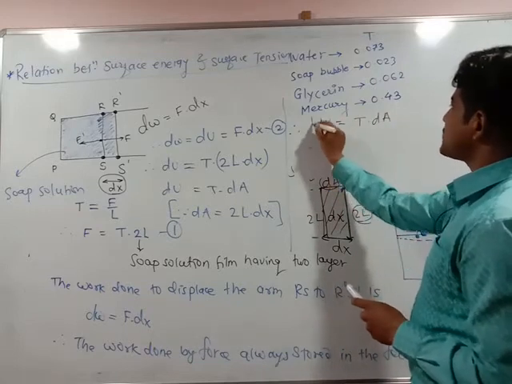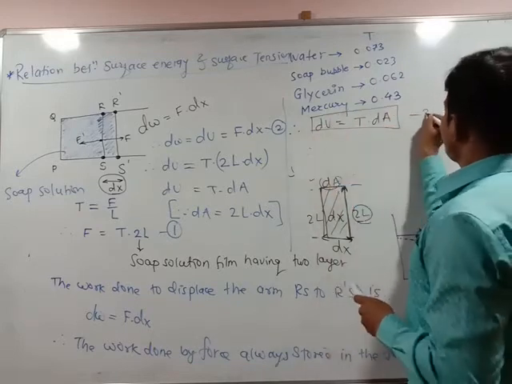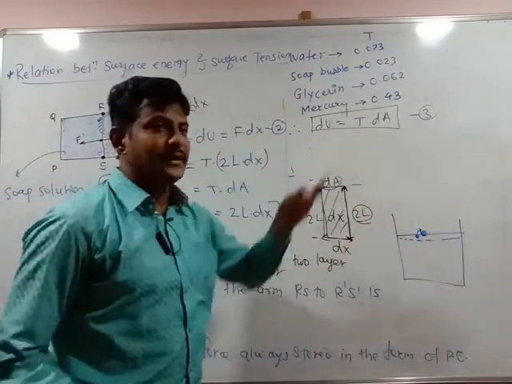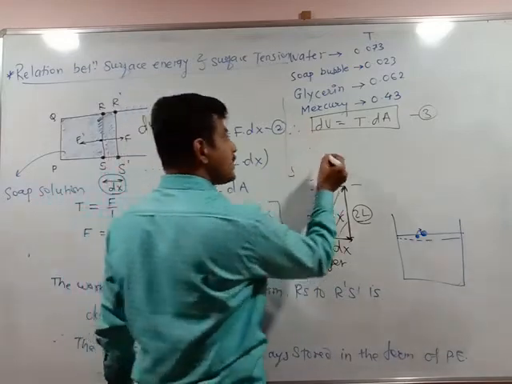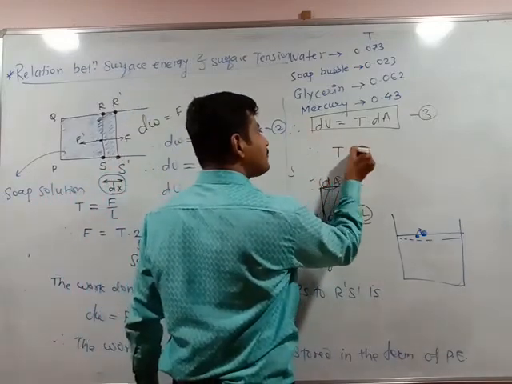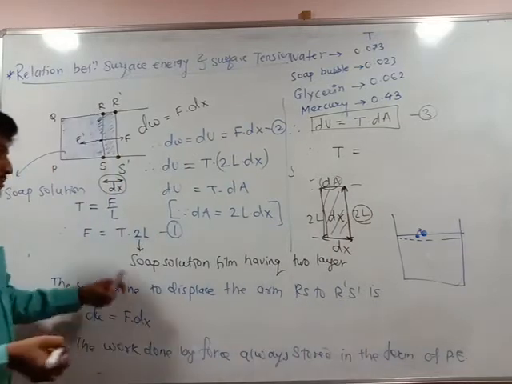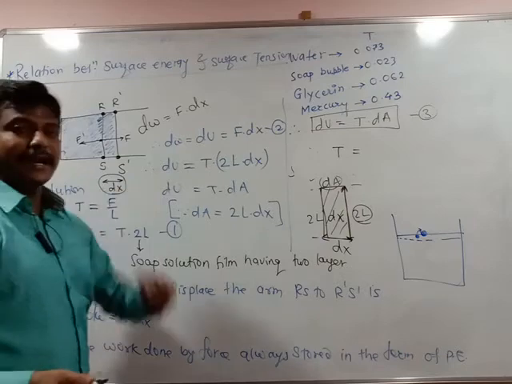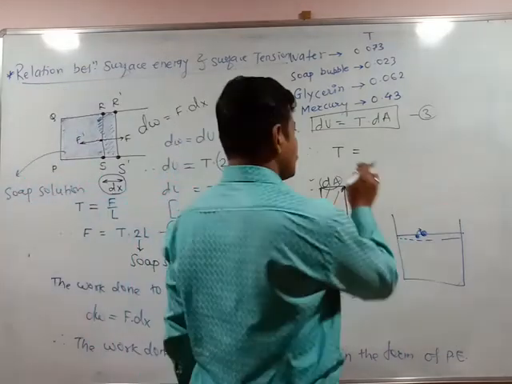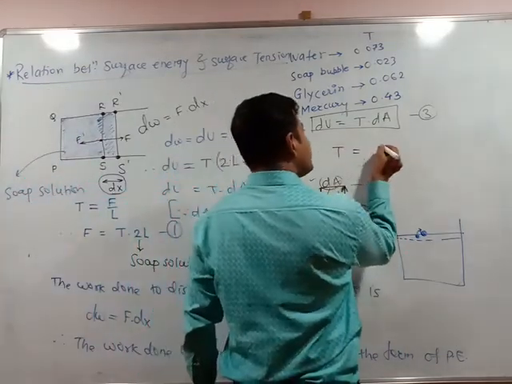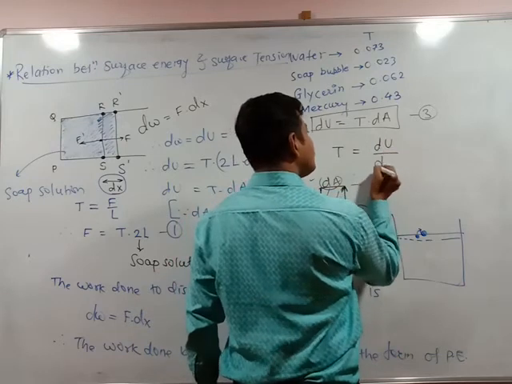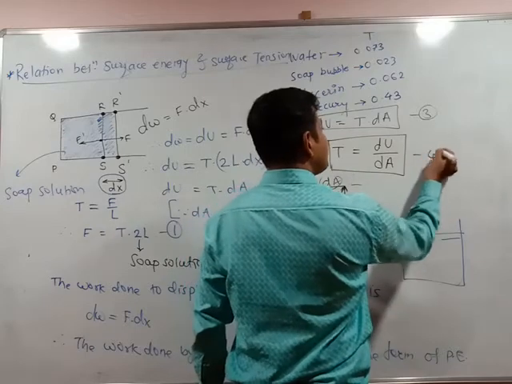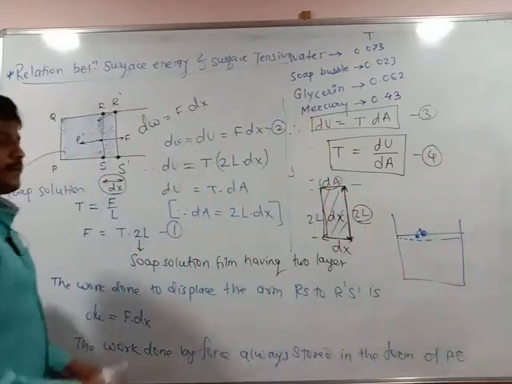Therefore, this is the relation between surface energy and surface tension. Surface energy and surface tension. And from this equation, we can also define surface tension. Earlier surface tension definition is T is equal to F by L, force acting per unit length. Here again I can define the next new definition for the surface tension: surface energy to the surface area. Change in surface area. Surface energy to the surface area is also said to be a surface tension.